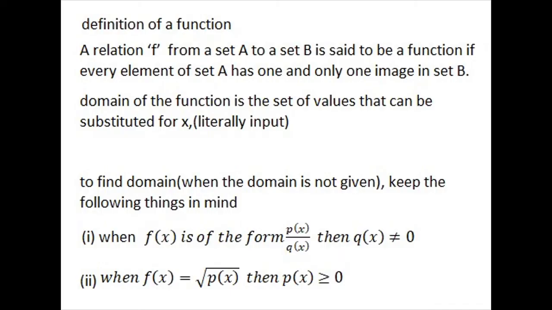Definition of a function. A relation f from a set A to set B is said to be a function if every element of set A has one and only one image in set B. If you assume all the elements in the domain A are kids and all the elements in the codomain B are women in the locality, then obviously every kid must have only one mother. Maybe some mothers may not have kids, but every kid must have only one mother, not two mothers. So this is an example of a function.